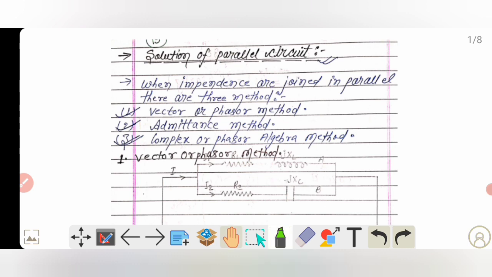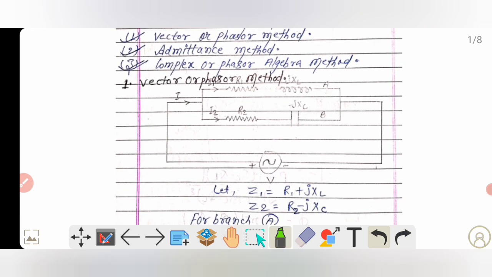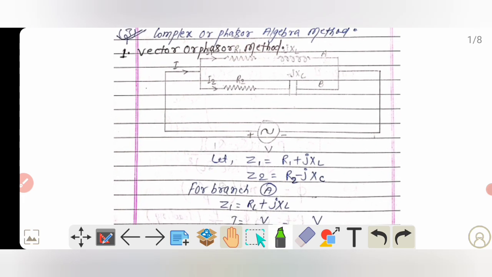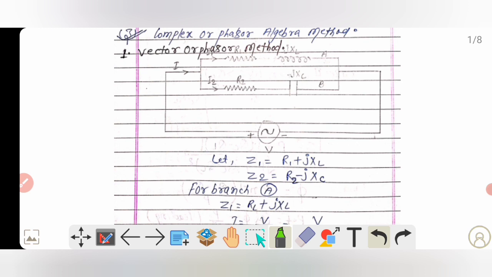Now, this is the circuit diagram for the first one, that is the vector, or phasor method. In this given circuit, the value of z1 will be equal to r1 plus jxL, and the value of z2 will be equal to r2 minus jxC. My dear friends, this is branch A, and this is branch B, as you can see here.